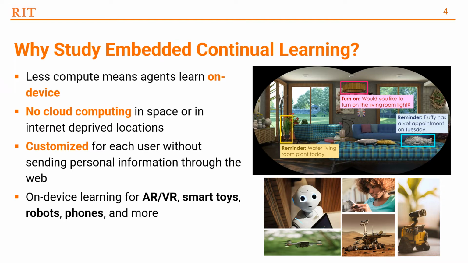First, it means that updates and inferences do not need to be performed in the cloud, which could reduce privacy concerns and allow our agents to operate in possibly internet-deprived locations. It could also provide users with customized experiences without the need to process their data externally. Finally, studying embedded continual learning can facilitate several new applications such as customized smart toys, robots that travel around and learn about their environment, or AR/VR applications that can provide a user with a customized experience in their own home.